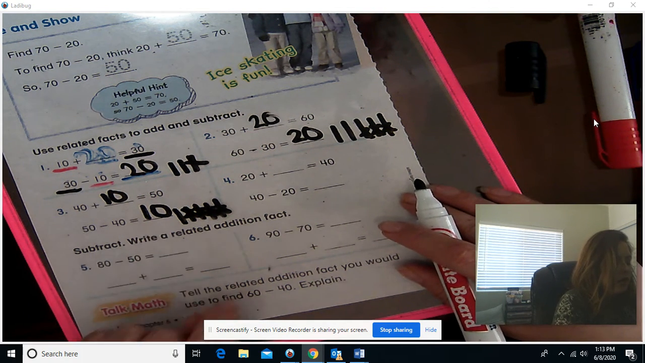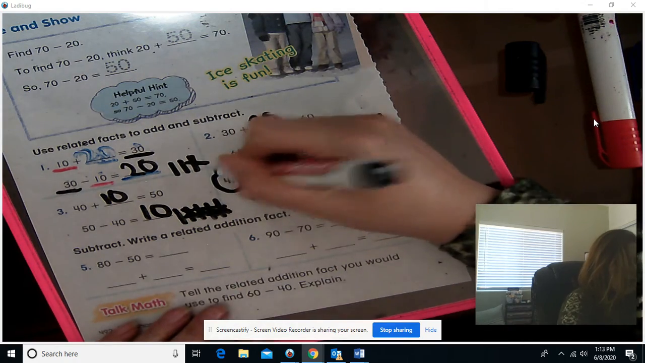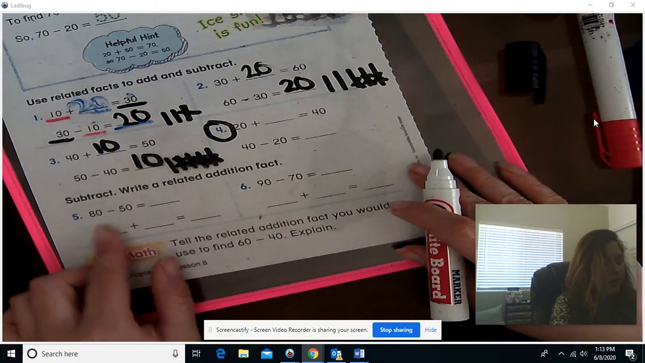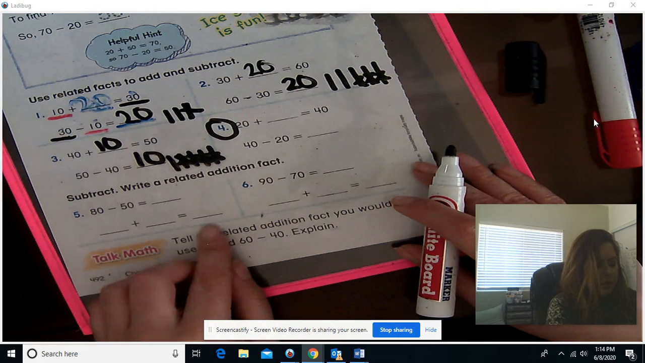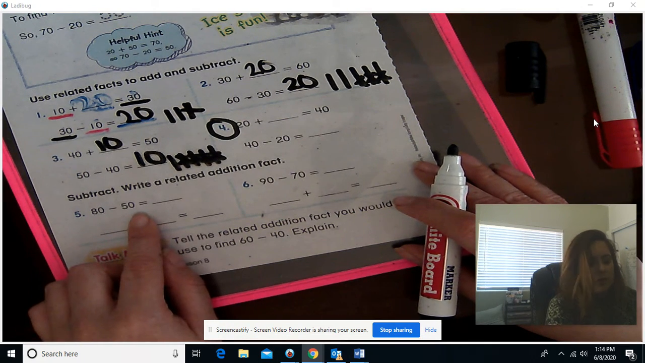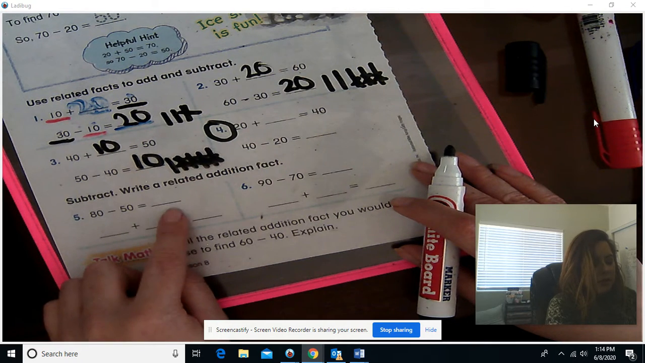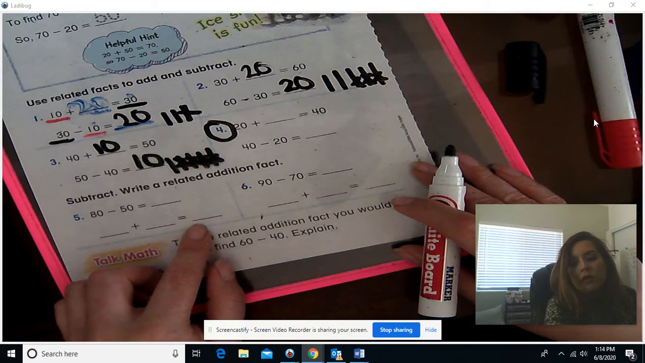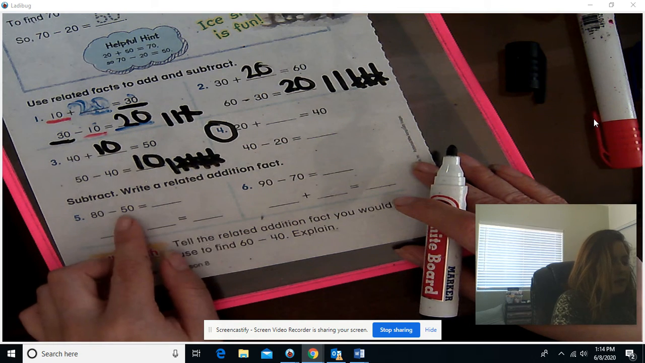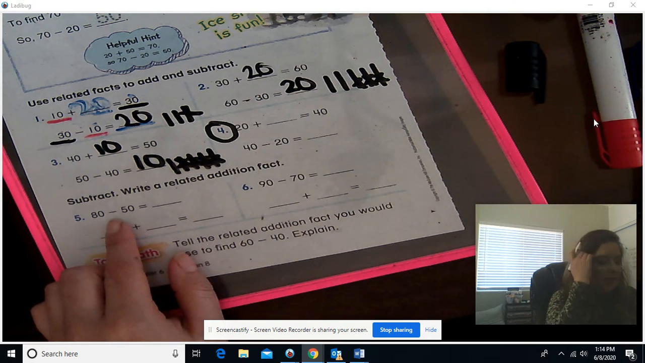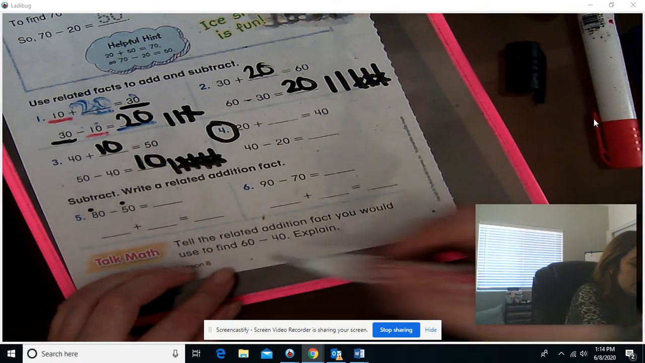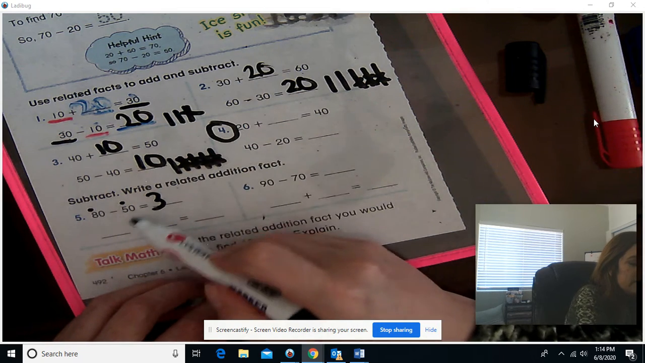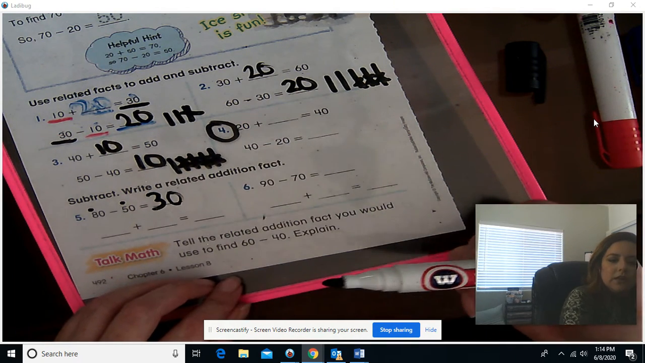Okay, so now you're going to do number 4 on your own, and we're going to jump over to number 5. Number 5 is different because they completely left our addition number sentence blank. So first we're going to solve for the subtraction, and then we can use these numbers to make our addition number sentence. So 80 minus 50, there's 2 ways that I can do this. I could look at 8 minus 5, and I know that that is 3, and then I bring the 0 over. So it gives me 30.